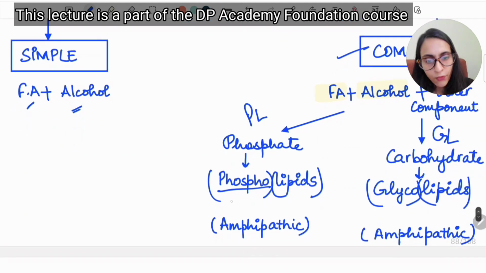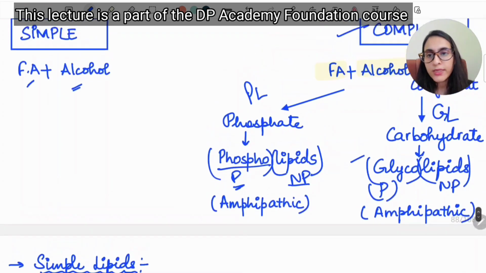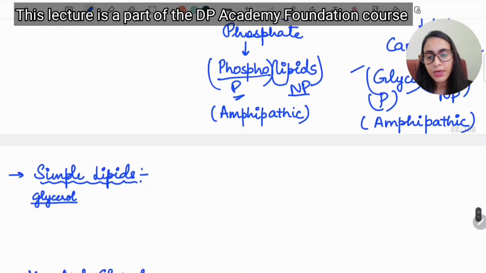So since phosphate is polar and lipid is non-polar, that makes this compound an amphipathic compound. Now glyco is polar, a carbohydrate is a polar compound, and lipid is a non-polar compound, and a glycolipid also makes it an amphipathic compound. Now let's go to the lipids, simple lipids first.